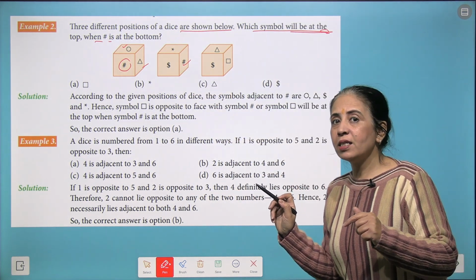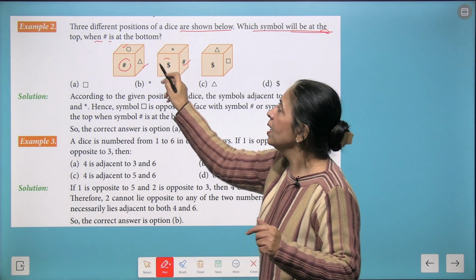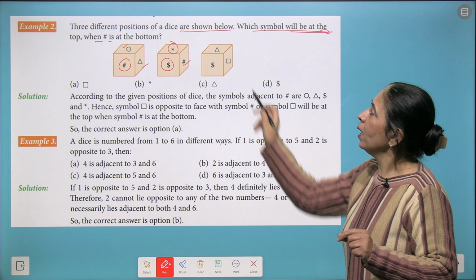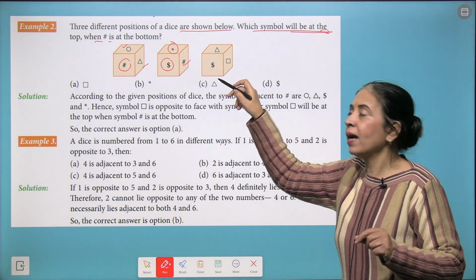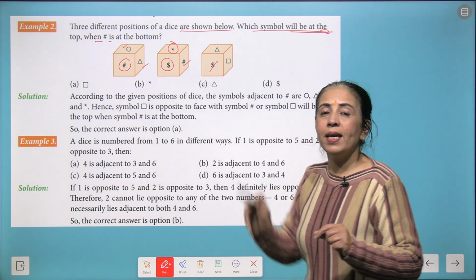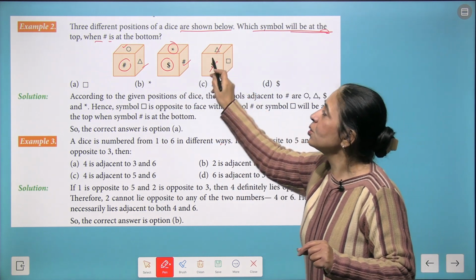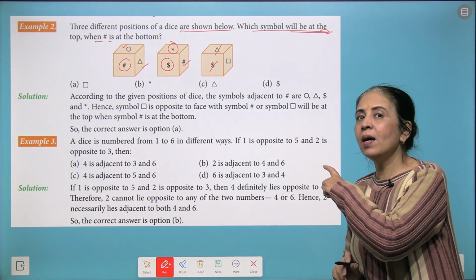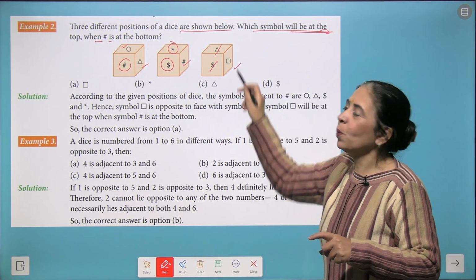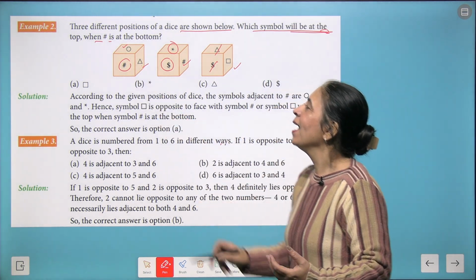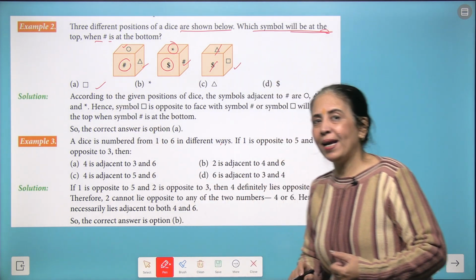So what are adjacent to this hash? It is dollar and asterisk. Now here we don't see hashtag, but yes, we can say that dollar is already next to hash and triangle is also next to hash. So what is the leftover? That is square. So we say square is opposite to this hashtag and A becomes your right answer.